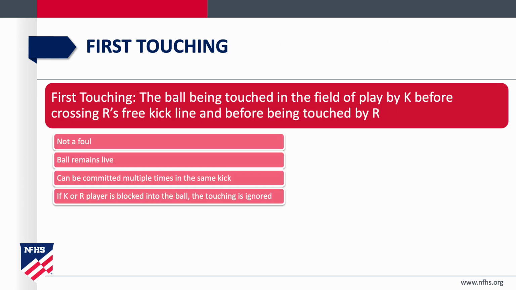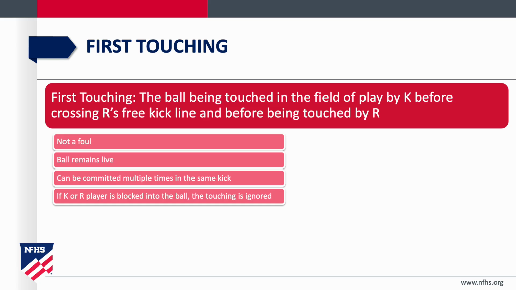If K touches the ball before it goes the required 10 yards and before Team R touches it, we call this first touching. First touching is not a foul. When we see it, we need to throw a beanbag to mark the spot. When we know an onside kick is coming, the wings near the restraining line should have their beanbag in their hands and be ready to watch for it. After first touching, the ball remains live and the play continues. We can have first touching multiple times during the same kick.